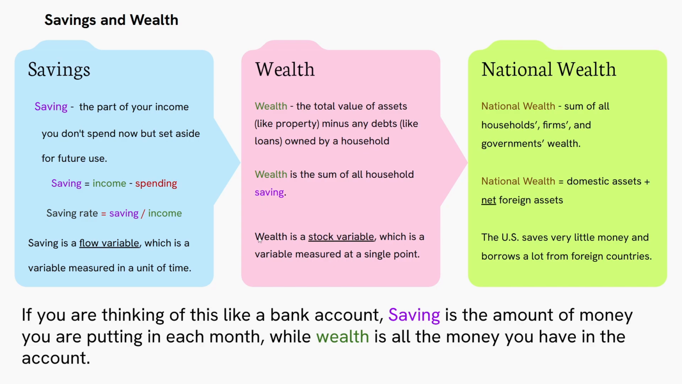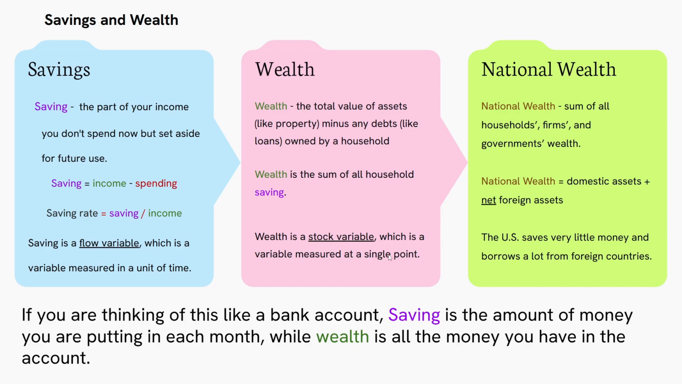And so another thing that we need to talk about is a flow variable and a stock variable, because this comes up quite a bit in later chapters. So savings is a flow variable, which is a variable that's measured in a unit of time, which basically means it's happening over and over again, while wealth is a stock variable, which is a variable measured at a single point.